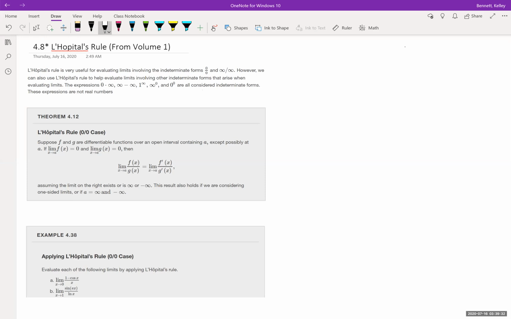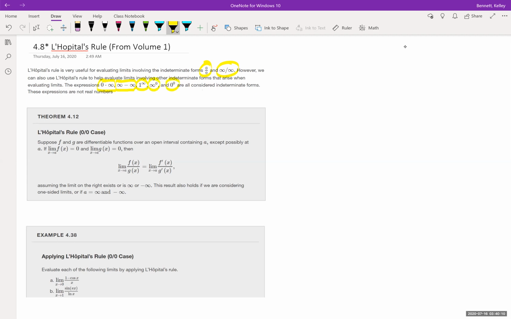So L'Hopital is from the Calculus 1 book, but it really comes into play for improper integrals, which is the next section in chapter 3. L'Hopital's rule is just a way to handle limits of indeterminate form. Our indeterminate forms are 0 over 0, infinity over infinity, but we also have things like 0 times infinity, infinity minus infinity, 1 to the infinity, and all this other good stuff.